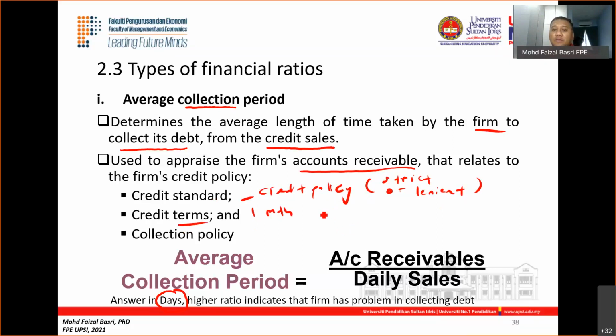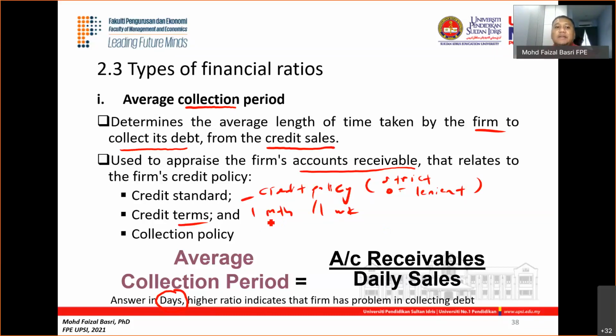Some it may be in weeks, 1 week, maybe. So the longer the credit terms, meaning you allow your customer to pay later, for example, the value of account receivable will be huge as well. So the credit terms will play a role as well. The longer your credit terms, the account receivable might be bigger, right?